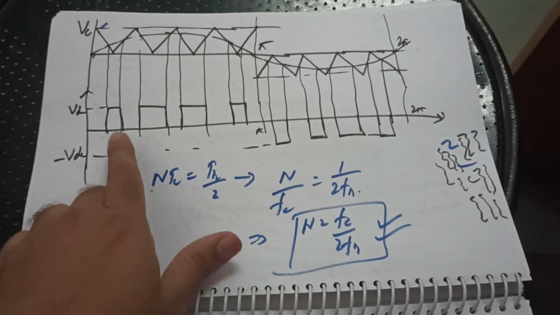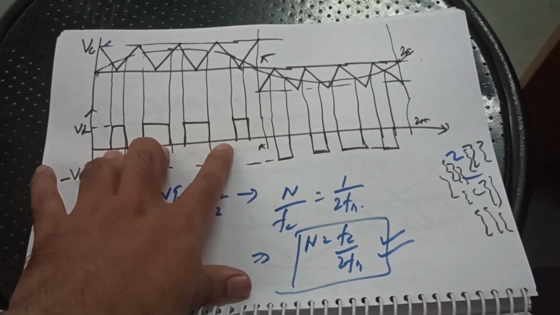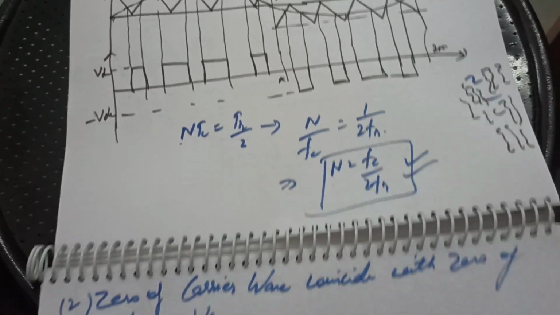How many pulses are there? 1, 2, 3, 4. Four pulses are there. Clear? Now, compared to this, have a look at this.